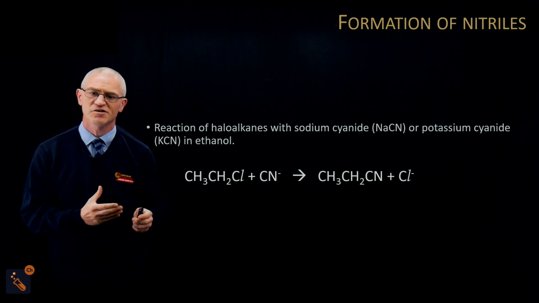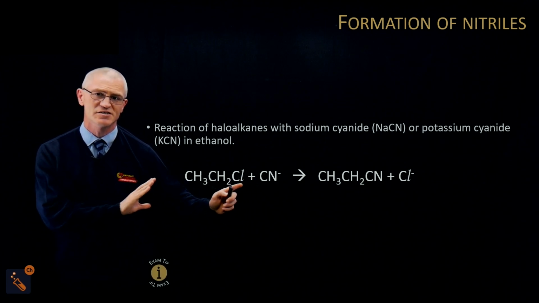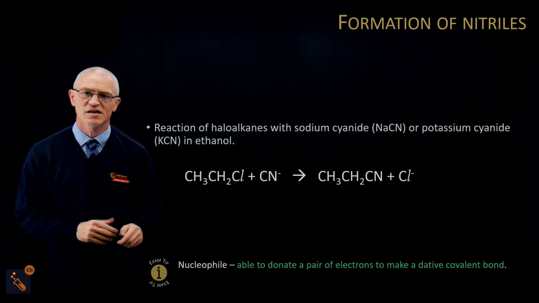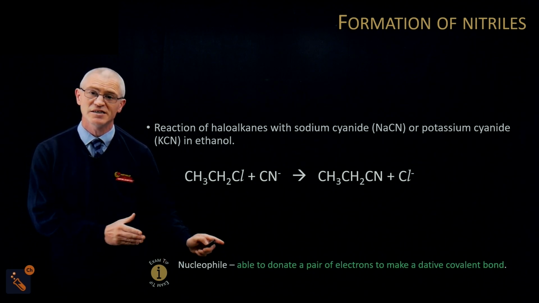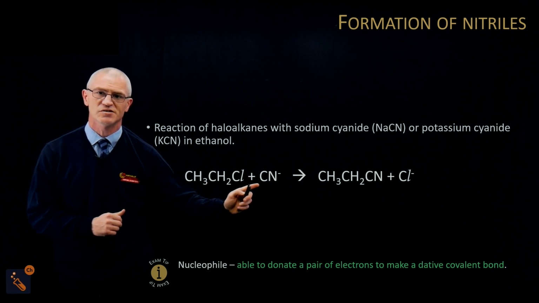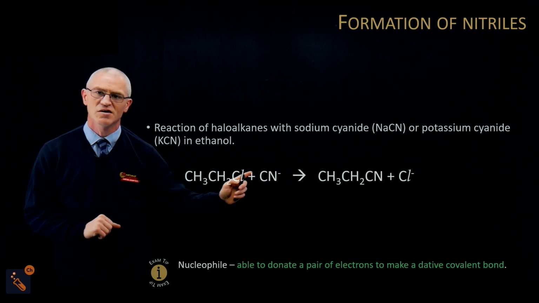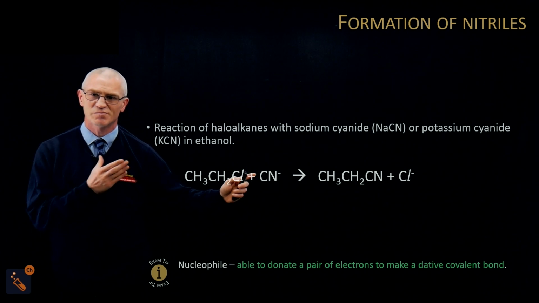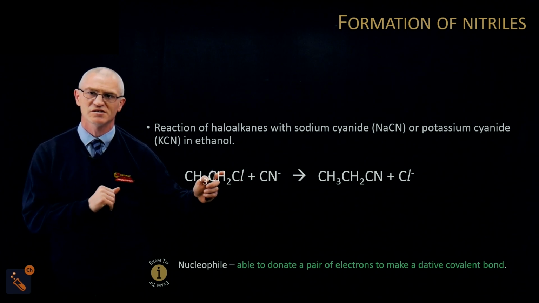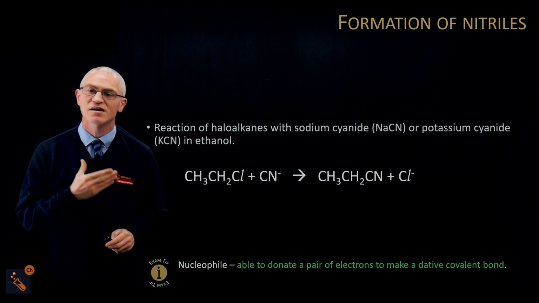Now, you'll start to notice, hopefully, that the CN minus is substituting with the Cl. And just to remind you, a nucleophile is able to donate a pair of electrons to make a dative covalent bond. Now, this is your nucleophile, CN minus. And the minus is not actually on the N, it's actually on the C, and we'll show you that when we do the mechanism. But this minus on this C is because of a lone pair of electrons which will donate to this carbon and substitute out the chlorine. Hence, this is nucleophilic substitution.